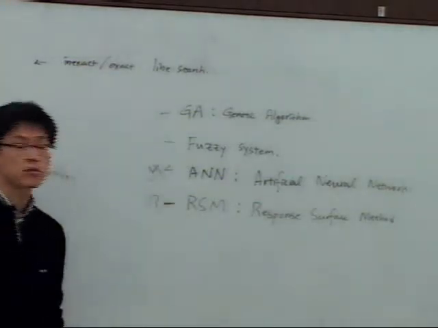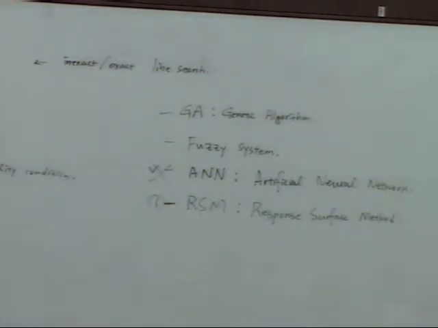GA and RSM are quite useful because in industry we have plenty of computer power, but the problem is really complex and cannot be easily modeled as a constrained or unconstrained problem. Okay? And I'm not sure about linear programming as well. Anyway, from now on, I will just briefly cover what that is.